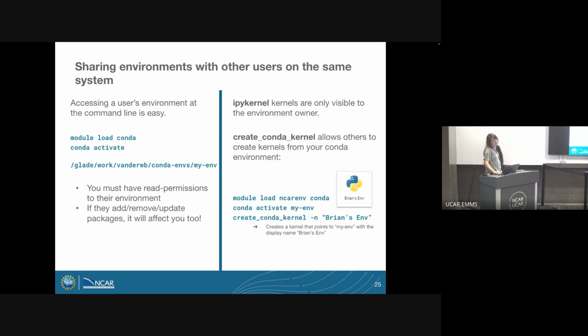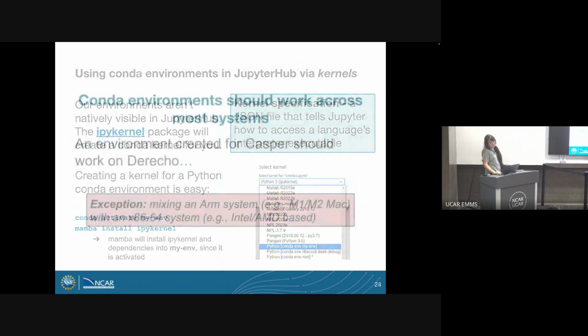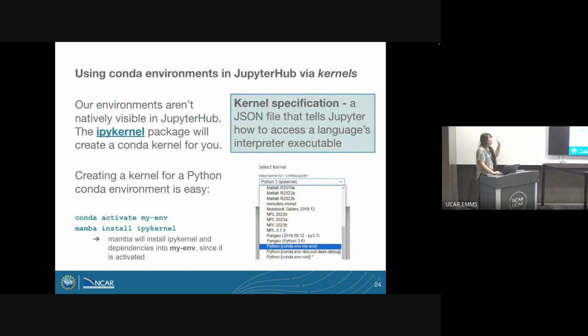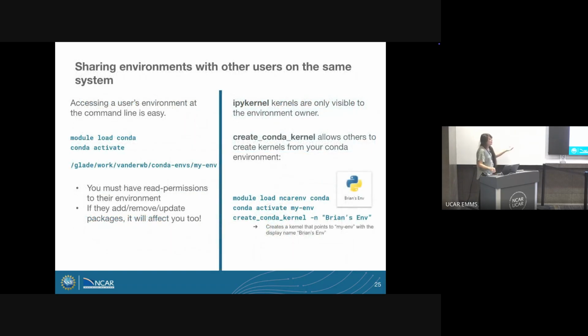Oh yeah, I think that's the previous slide. So back over here, this is only for our system really. You wouldn't have these module commands on your local machine. But if you're sharing on our system specifically, then you can run this command and share kernels on Jupyterhub. You all are working collaboratively on NCAR systems.